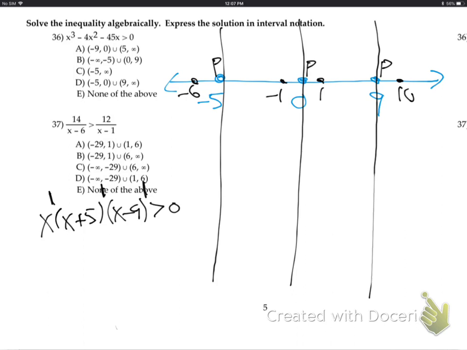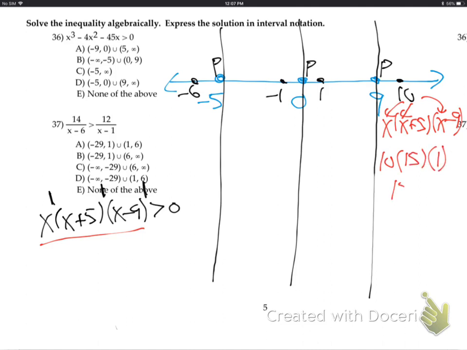What am I going to plug into? This. X plus 5, x minus 9. Plug in 10, 10, 10. So 10 times 15 times 1. What is that? Positive 150. So it's positive.